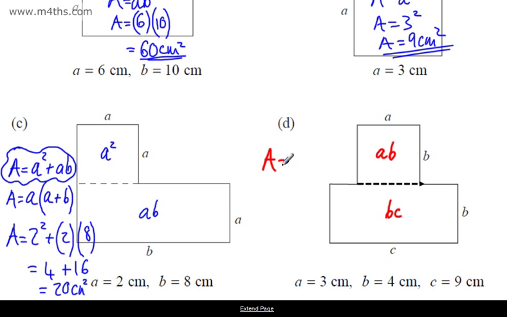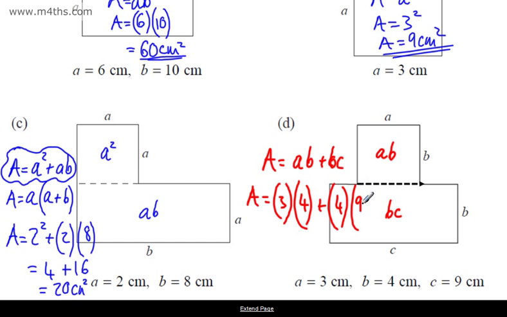So we can say that the total area is going to be AB plus BC, or if you like, CB. So we can say that the area is going to be equal to A, which is going to give me now 3, multiplied by B, which is going to give 4, plus B, which is going to give me 4, multiplied by C, which is going to give me 9. So that's 12, that's 36, so we can say that this is going to be 48, and that is going to be centimetres squared.